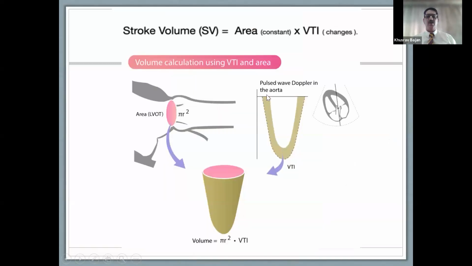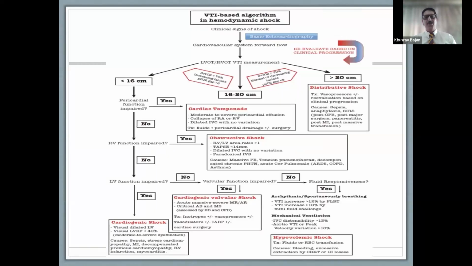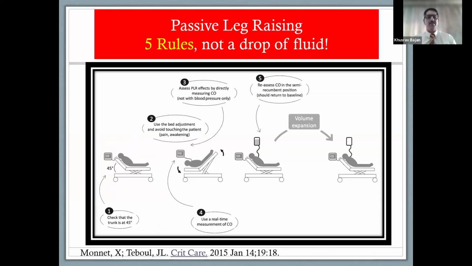And this is a good way of knowing the VTI and a good way of knowing the LVOT, which is the pi r square in the formula. And by looking at that, you can actually see fluid responsiveness, the cardiogenic problems, the distributive problems, etc. And again, you have another algorithm with looking only at the VTI, where it may be less than 16, more than 20, or 16 and 20, where the patient is intubated, ventilated, and gives you all the types of shocks here. So whichever tool you're using, please use it appropriately, and don't just look at the IVC and come out.